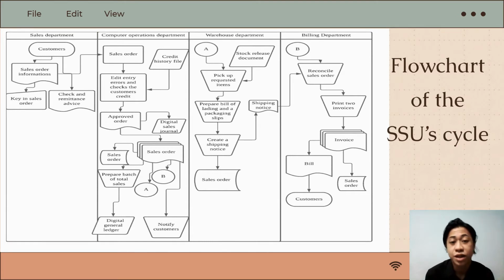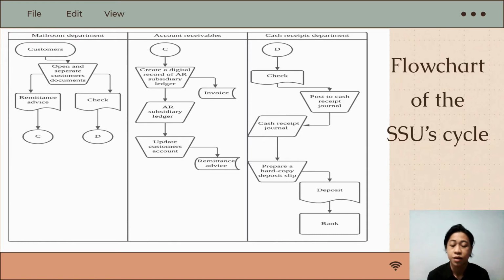This is the flowchart of the SSU cycle. This shows the process of the system by department in a very detailed manner. For example, in the sales department, the symbol of key in sales order indicates that it is an automatic process. Meanwhile, checking the remittance advice is a manual process done by the sales department clerk. And that should be all the flowchart for those 7 departments.